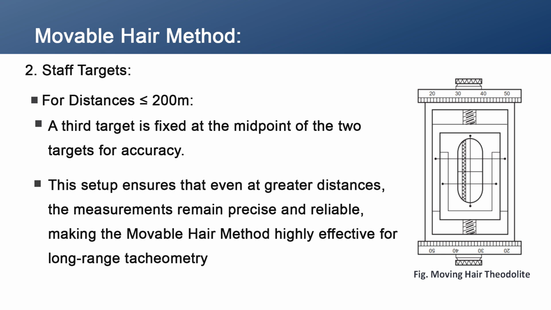This setup ensures that even at higher distances, the measurements remain precise and reliable, making the movable hair method highly effective for long-range tachymetry. Okay, there we finish the movable hair method. Now, let us look into the errors and their sources in tachymetry.